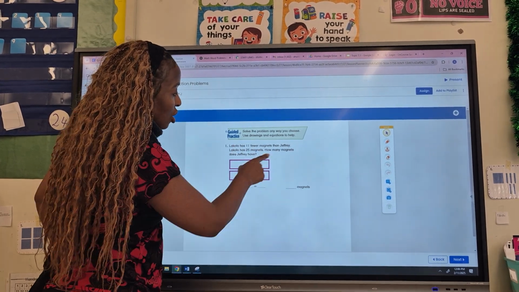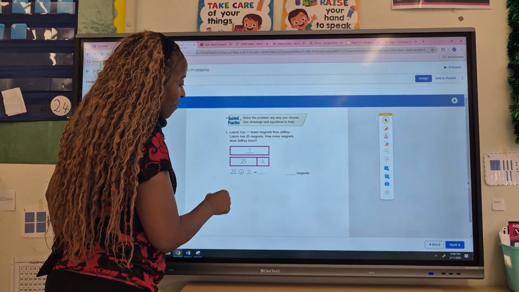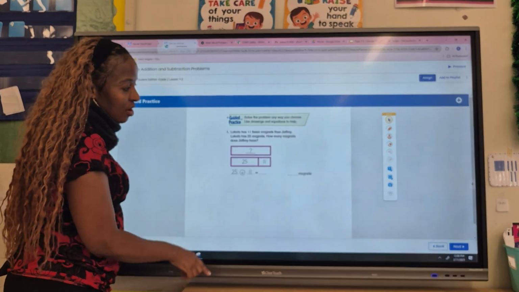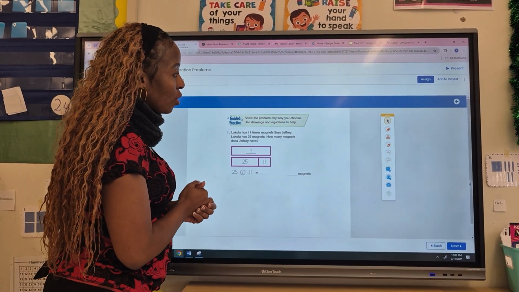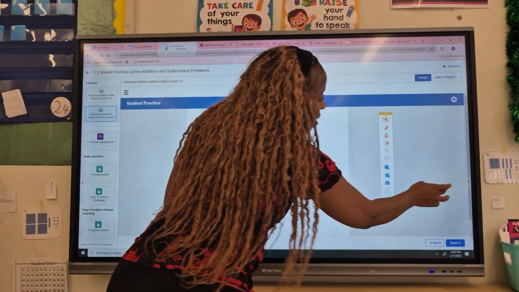Question mark. So this equation wants to know how many magnets Jeffrey has. We already have our bar diagram created for us and the equation is here already. So it says use any method. I am going to use the place value method to solve this problem.